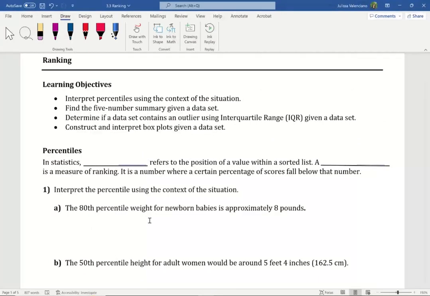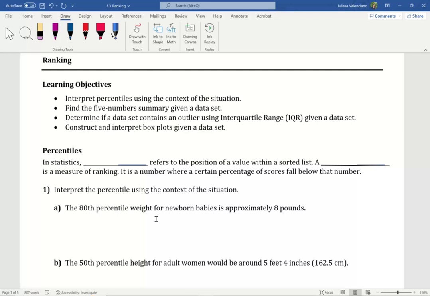Today we're going to be talking about ranking. In this section, we're still focusing on describing datasets. Let's go ahead and read the learning objectives. The first learning objective is to be able to interpret percentiles using the context of the situation. The second objective is to find the 5 number summary when given a data set.